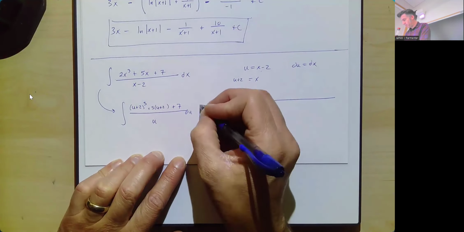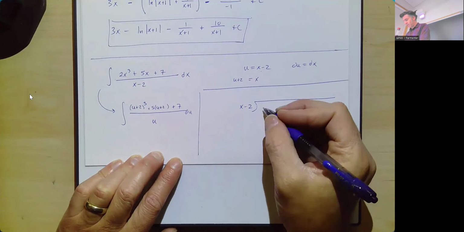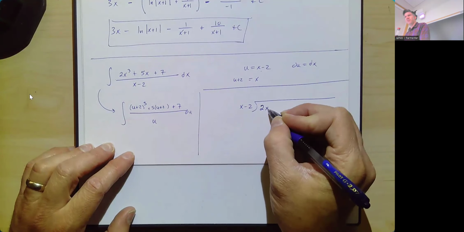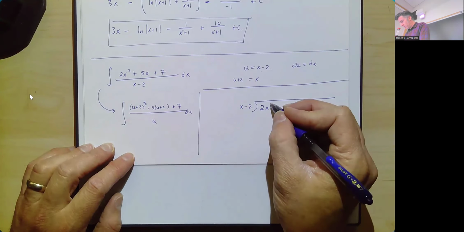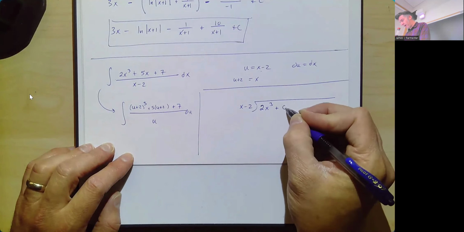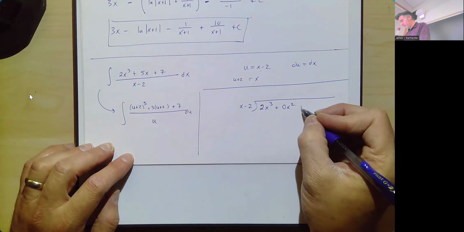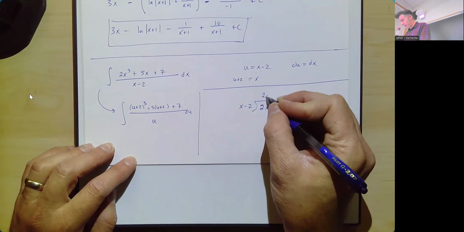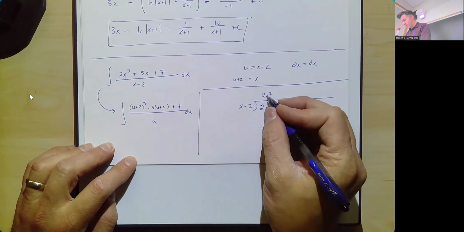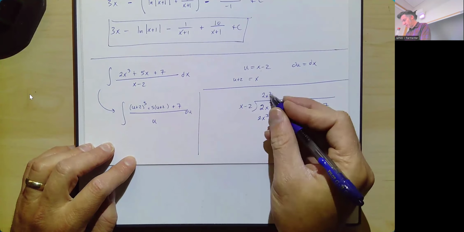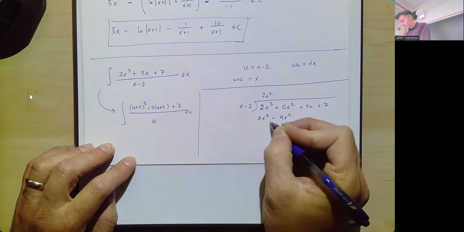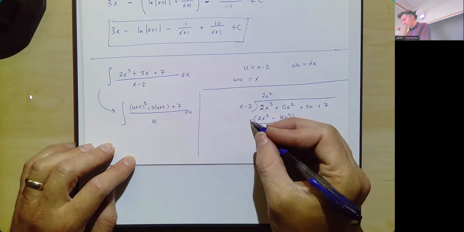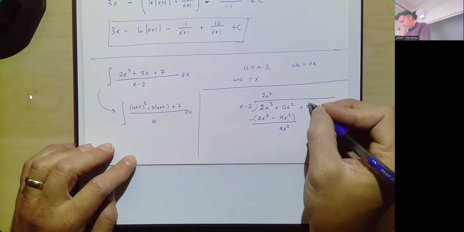But instead, we're going to divide by x minus 2. Now watch this one thing. Our divisor is x minus 2, and the dividend is 2x cubed plus, I really want to write a 0x squared there, plus 5x plus 7. So x times 2x squared will give me 2x cubed. We multiply: you get 2x cubed, and 2x squared times negative 2 is minus 4x squared. Subtract. 2x cubed minus 2x cubed is 0. 0x squared minus 4x squared is positive 4x squared. Bring down the next thing.